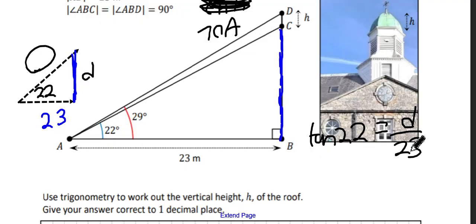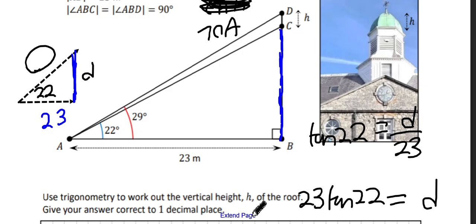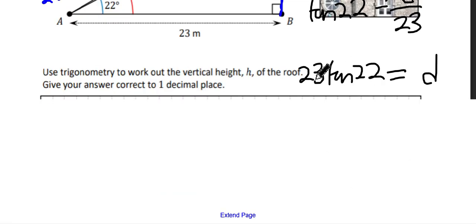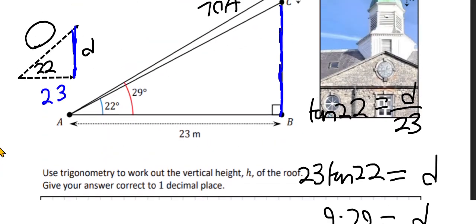Now, 23 is division on the right, which means when I move the 23 away from the D, what happens to it? Multiplication on the left. And what do you get? 23 tan 22, anybody? 9.29 for D. Is that okay? Any questions?